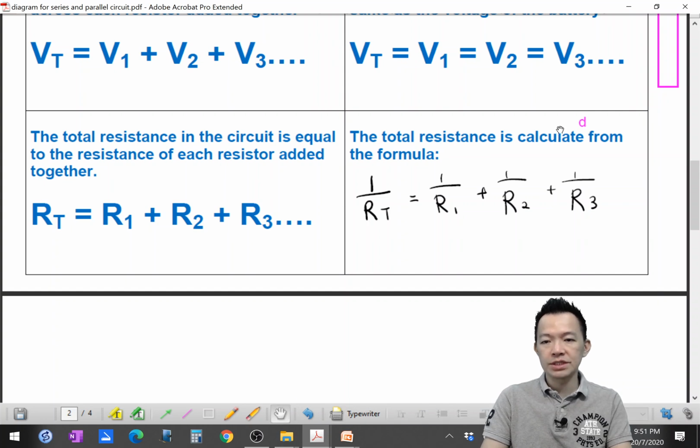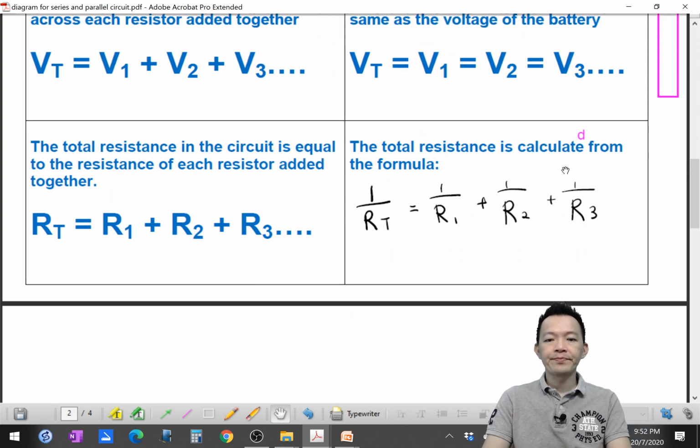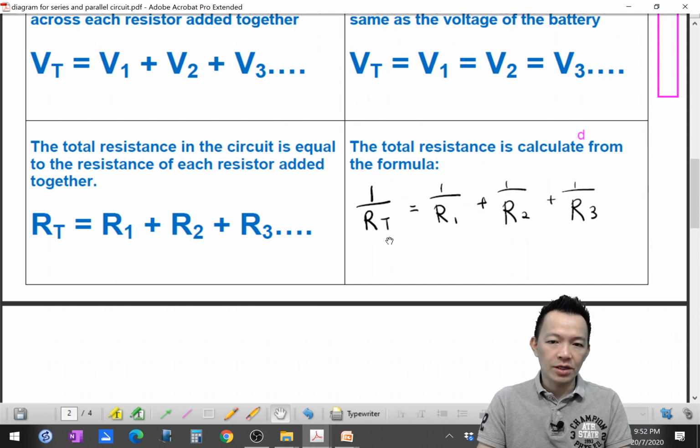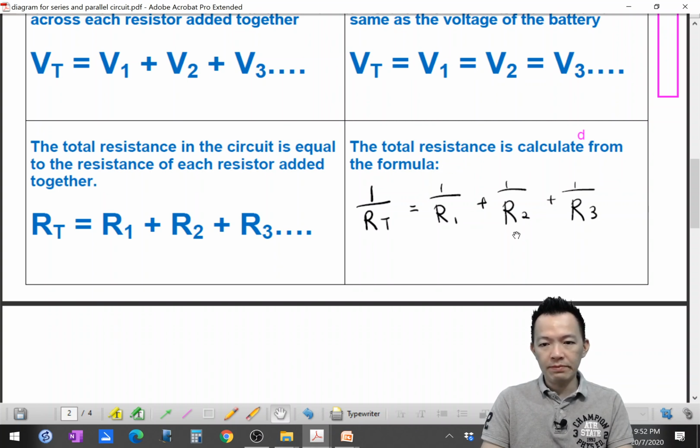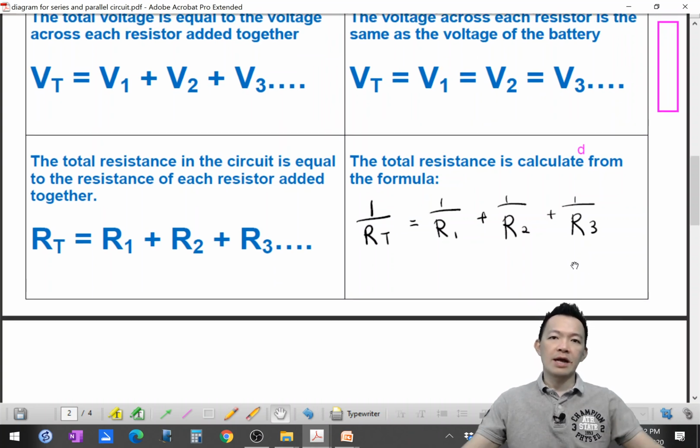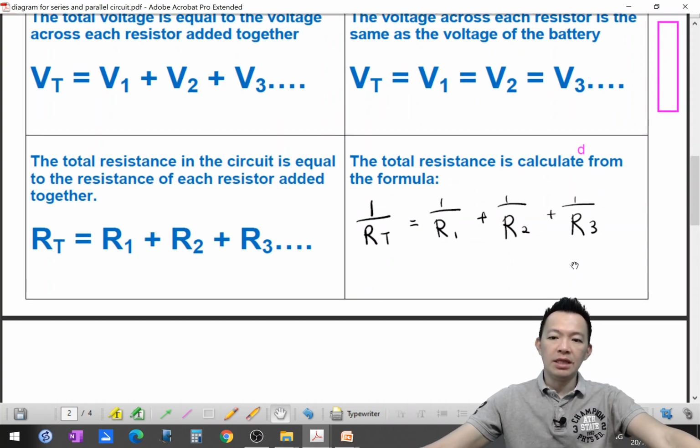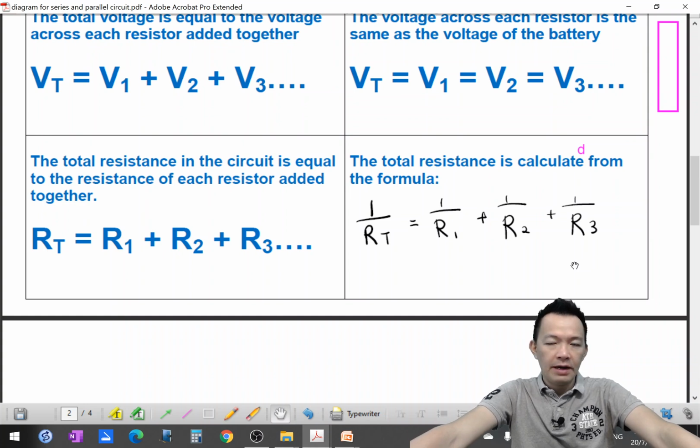So what is the formula? Copy first. 1 per R total, what's meant by R total? The total resistance. 1 over the total resistance is equal to 1 per R1 plus 1 per R2 plus 1 per R3. So this is the formula for us to calculate the total resistance in the parallel circuits. But how to use the formula, I think you still don't know. So we have to go through some examples before you can use it.